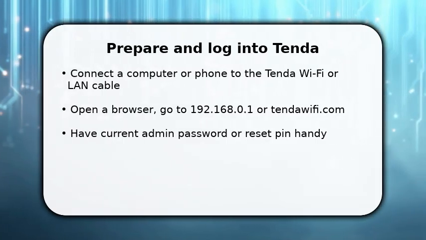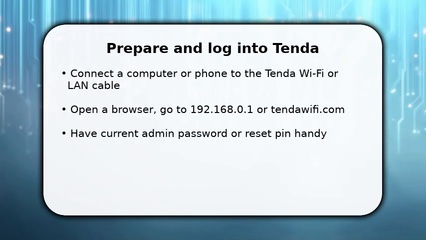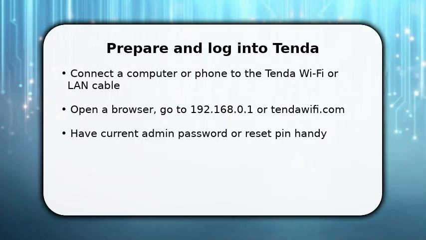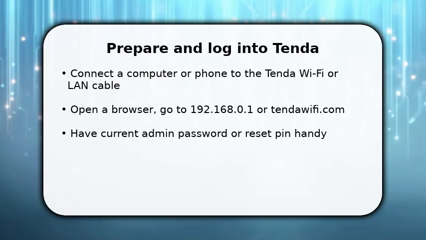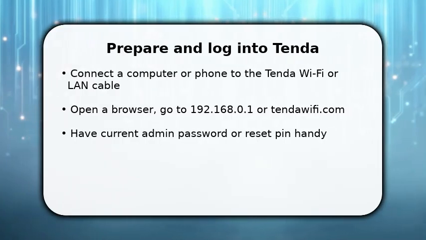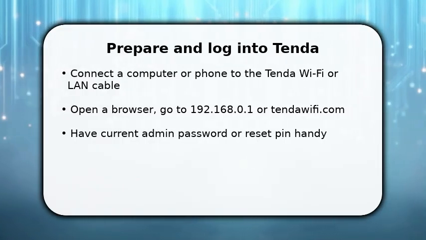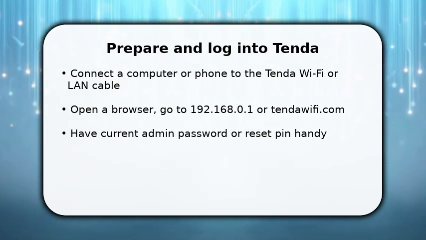You'll be prompted for an admin password. Enter it now. If you don't know it, make sure to reset the router first. This restores defaults and gives you the default login printed on the device. This step prepares access, so you can change SSID and password securely.